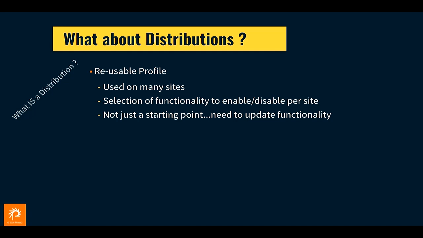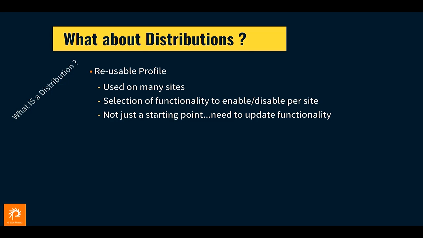But what about distributions? Anybody here build distributions? Okay, not many. It's a very small edge case, and this is kind of why I'm saying don't use features, because the reason for features is a very small percentage of sites. So what I mean by a distribution is kind of a reusable profile. This is something like OpenAtrium, where I'm going to build a distribution and it's going to be installed by thousands of sites, and it's got functionality that you want to turn on and off, and most importantly, it's something you want to keep updated.